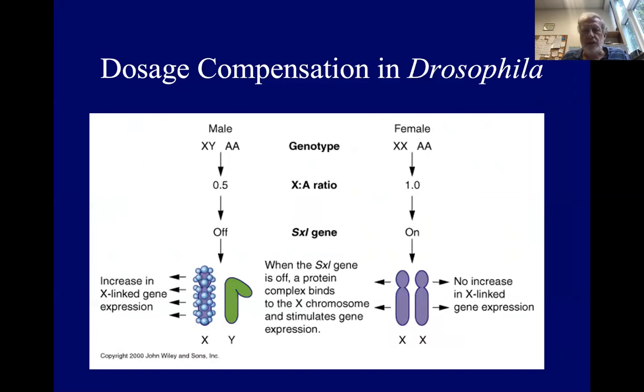And then in fruit flies or Drosophila, these little balls on that male's X there are proteins that cause that chromosome to be hyperactivated, I guess I should say, and produce more RNA, or as much RNA as both the females' X chromosomes shown over on the right.